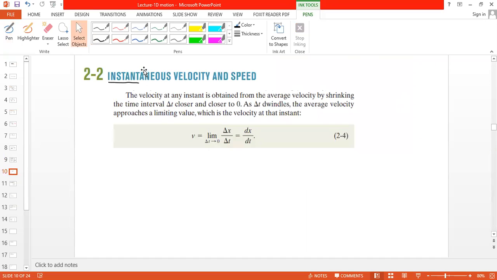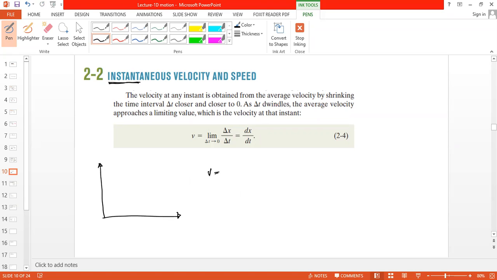Then the next topic we discuss is instantaneous velocity or instantaneous speed. As the name suggests, instantaneous speed is the speed or velocity at a particular instant. A velocity at a specific time we call instantaneous velocity. Now look at a problem, what is the issue here? How can we define velocity?